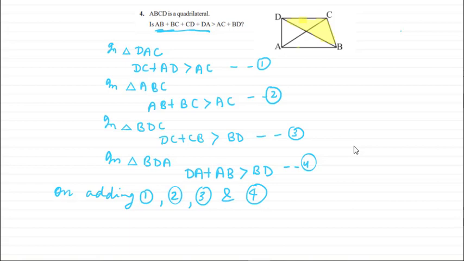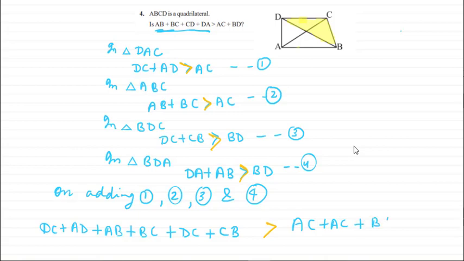Here I've told already, you just have to take care of the greater sign. So in all the equations you have a greater sign like this. So all the left part will come as it is, and the right part you have to add all the right parts in each equation. So on the left side I'll get DC plus AD plus AB plus BC plus DC plus CB. All the left part I've added here, and then on the right part I'll get AC plus BD plus BD. So now we can add all this.